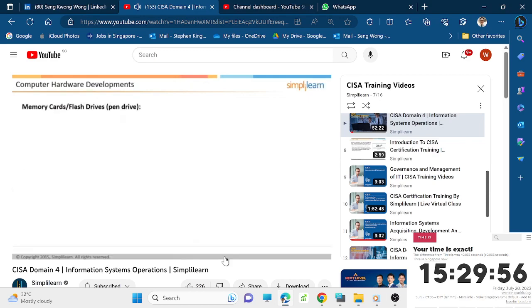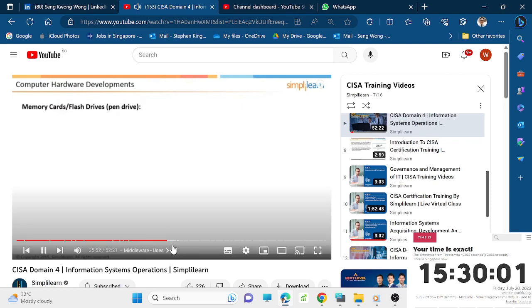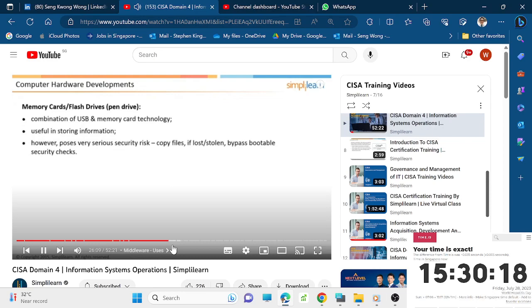Some of the developments in computer hardware include memory cards, flash drives, pen drive, write once and read many, WORM, memory cards, flash memory, and universal serial bus, USB. Memory cards, flash drives, pen drive are a combination of USB and memory card technology that is useful in storing information. However, they pose very serious security risks to the stored data if they are lost or stolen and can be used to bypass bootable security checks. Large amounts of data and information can be transferred to flash memory very fast.